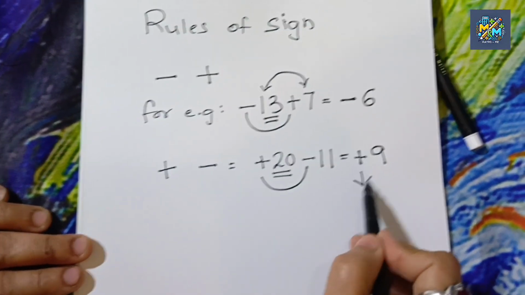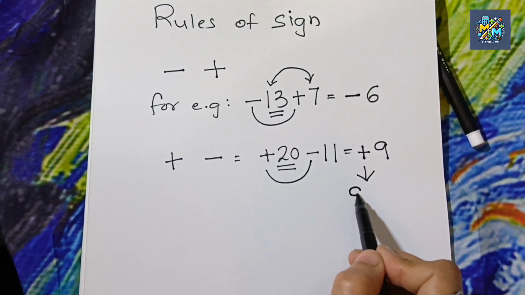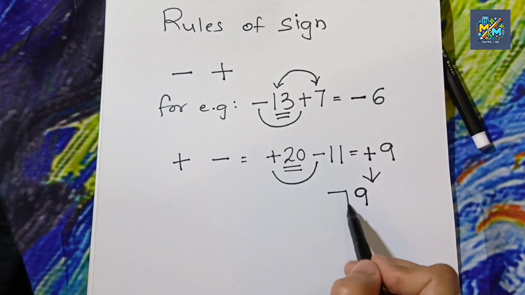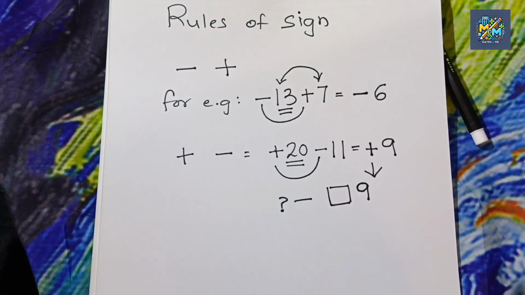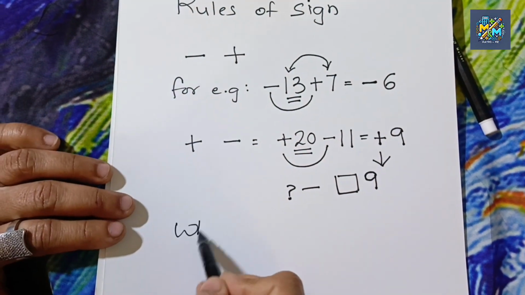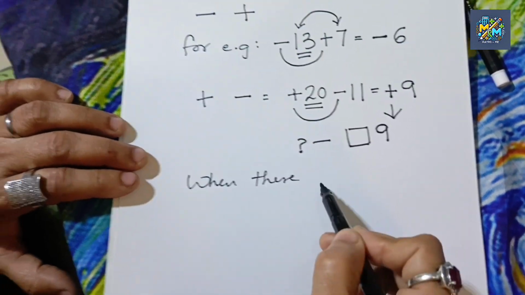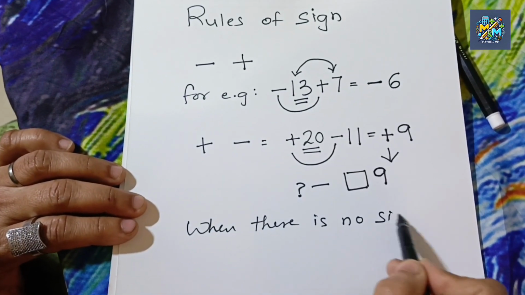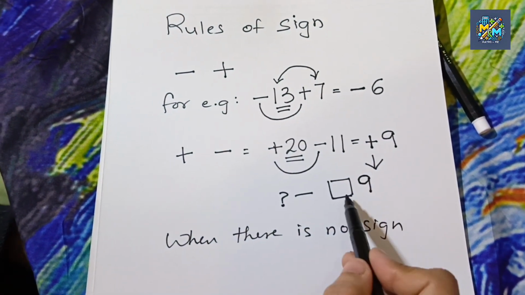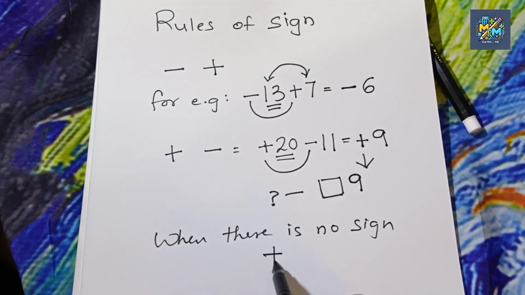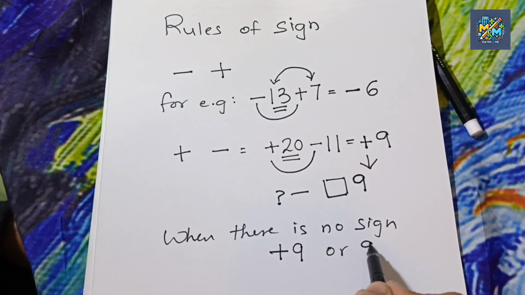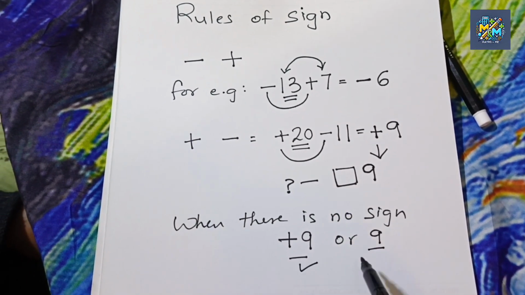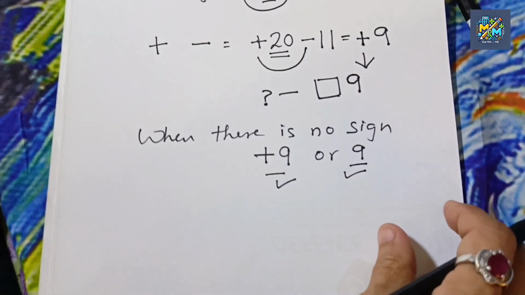But do keep one thing in your mind. Instead of writing plus 9, I can also write 9. See, I am not using any sign over here. What is the reason? The reason is that when there is no sign, that means the sign is positive. So either I can write plus 9 or I can only write 9. In both cases, the answer will be fine.